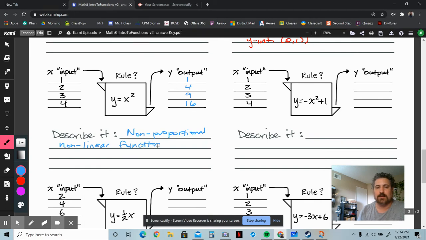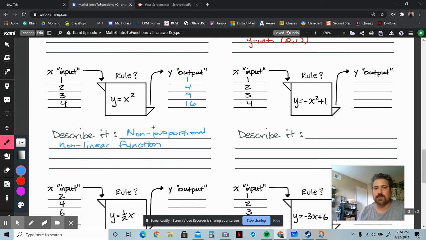And you can tell that it's nonlinear just by looking at the change in y over change in x. First, you're adding 3 every time you add 1 over here. Then you're adding 5 every time you're adding 1. Then you're adding 7 every time you're adding 1. In other words, it's getting faster and faster. The rate's not staying the same.